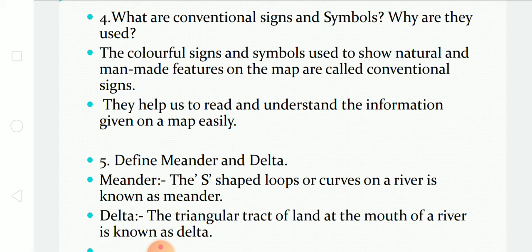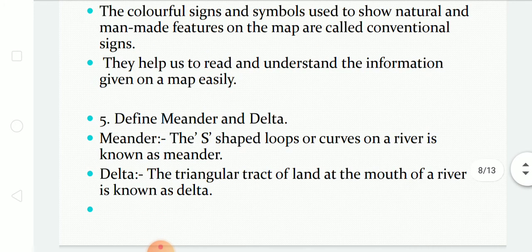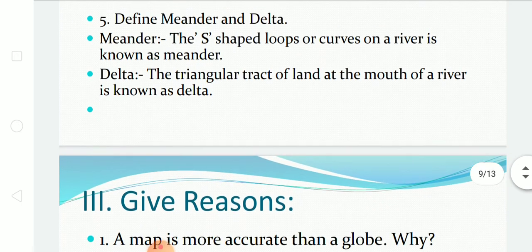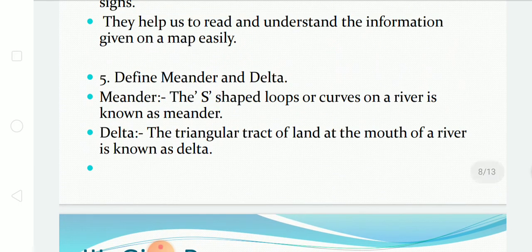It consists of two questions, and each question is of 1.5 marks. Next one is define meander and delta. Meander: the S-shaped loops or curves on a river are known as a meander. Delta: the triangular tract of land at the mouth of a river is known as a delta. So these are the long answer questions.